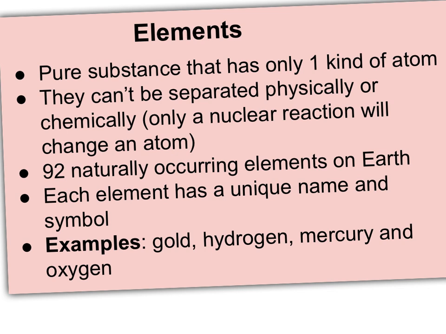Now, we do know that atoms or elements can actually be broken down further with a nuclear reaction to change the atom, but that's pretty unusual. So for our sake, elements are the smallest, purest substance you can have. And there's 92 naturally occurring elements on planet Earth. Each element has a unique name and a unique symbol. So examples that you've probably heard of: gold, hydrogen, mercury, and oxygen.